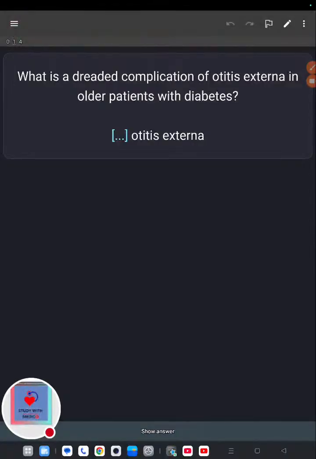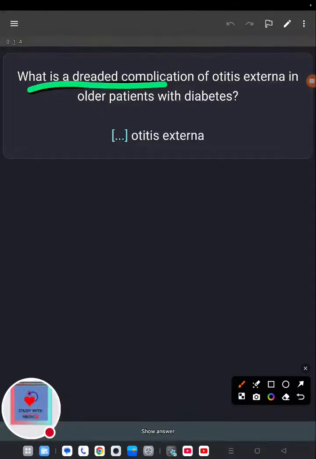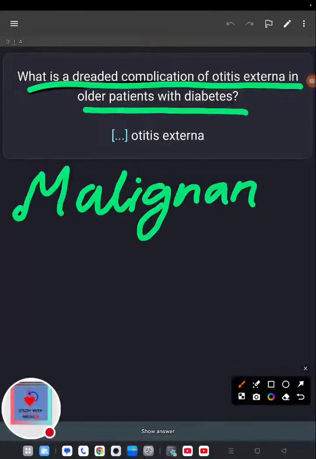Okay, so now let's quickly do it. So we are discussing ear. What is the dreaded complication of otitis externa in older patients with diabetes? So this is called malignant otitis externa. In malignant otitis externa, what happens?